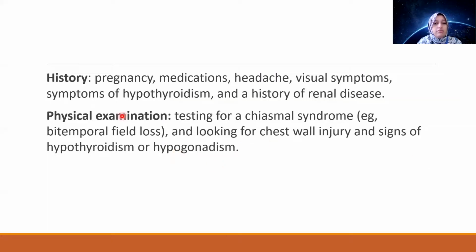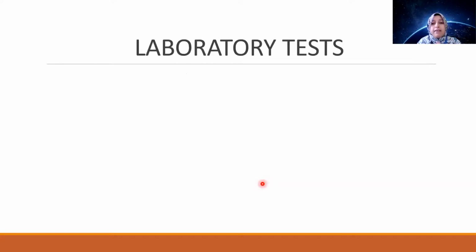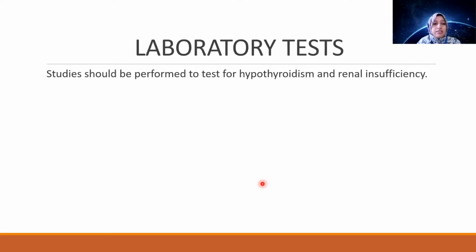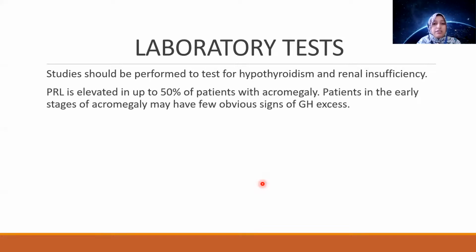So take a good history, rule out pregnancy, check medications, and check for compressive symptoms, hypothyroidism, and renal failure, the two most important and common clinical conditions to be checked in history. Then do a physical examination, check for visual field defects, any chest wall injury, and signs and symptoms of hypothyroidism or hypogonadism, and then move on to laboratory tests. Studies should be performed to test for hypothyroidism and renal insufficiency. Always check these conditions when you are interpreting a case of hyperprolactinemia.